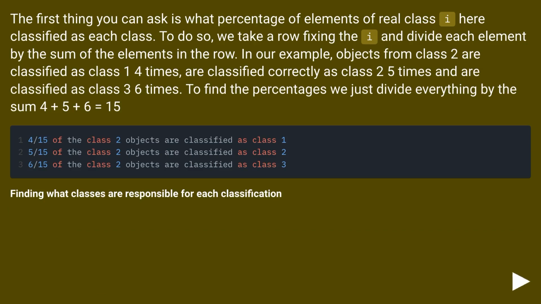The first thing you can ask is what percentage of elements of real class I were classified as each class. To do so, we take a row, fixing the I, and divide each element by the sum of the elements in the row. In our example, objects from class 2 are classified as class 1 4 times, are classified correctly as class 2 5 times, and are classified as class 3 6 times. To find the percentages, we just divide everything by the sum, 4 plus 5 plus 6 equals 15.